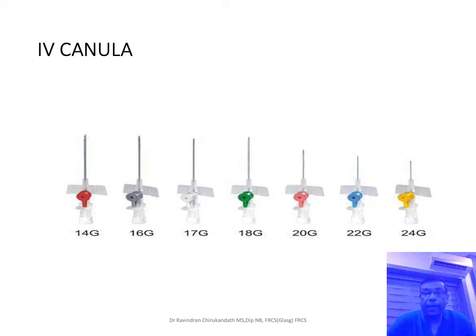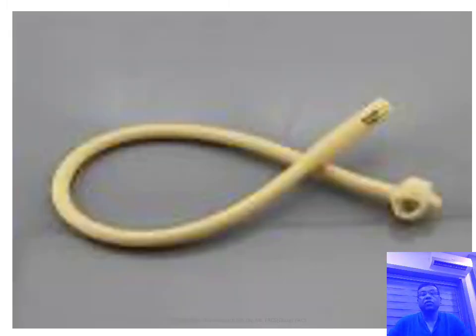In adults, we either use a number 18 gauge cannula, or if you want to transfuse a rapid amount of fluid, especially in a patient with shock, you use a number 16 or 14 gauge cannula. So you should know the color coding of cannulas, and as you know, the number increases, the diameter decreases in an IV cannula.